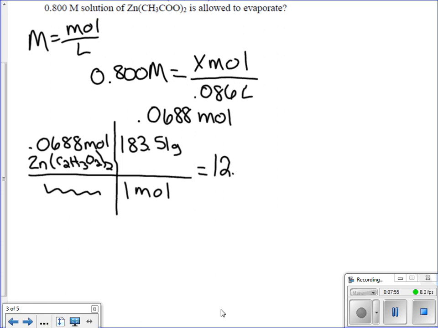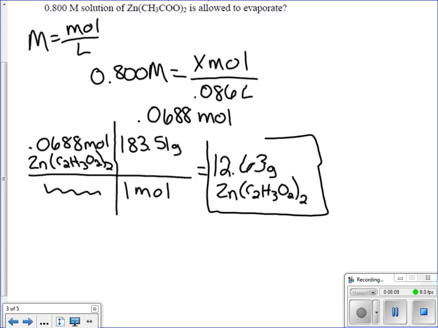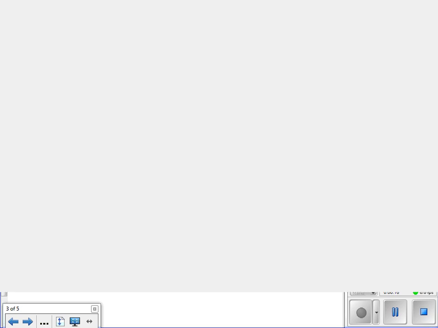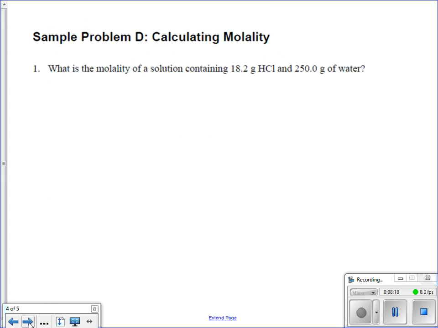We get 12.63 grams of zinc acetate. So the question asks, what mass? Mass is measured in grams. So now this is our final answer, 12.63. Right, so now we'll go to molality.